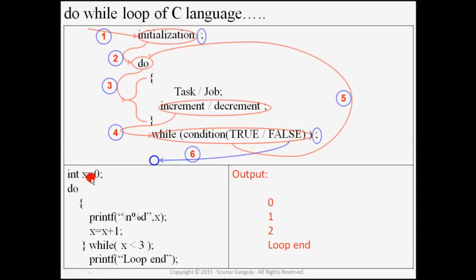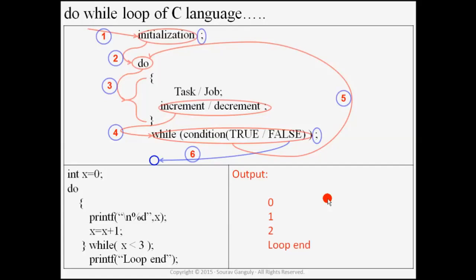We initialize x with 0, then print the value of x and increase the value of x. Then the cursor will check the condition. If this condition becomes true, then the cursor will directly come here, this do section, and this section will execute again. When this condition becomes false, then this loop end will print. You have to remember one thing, that if you want to write a program that will execute at least once, then you have to use the do while loop.